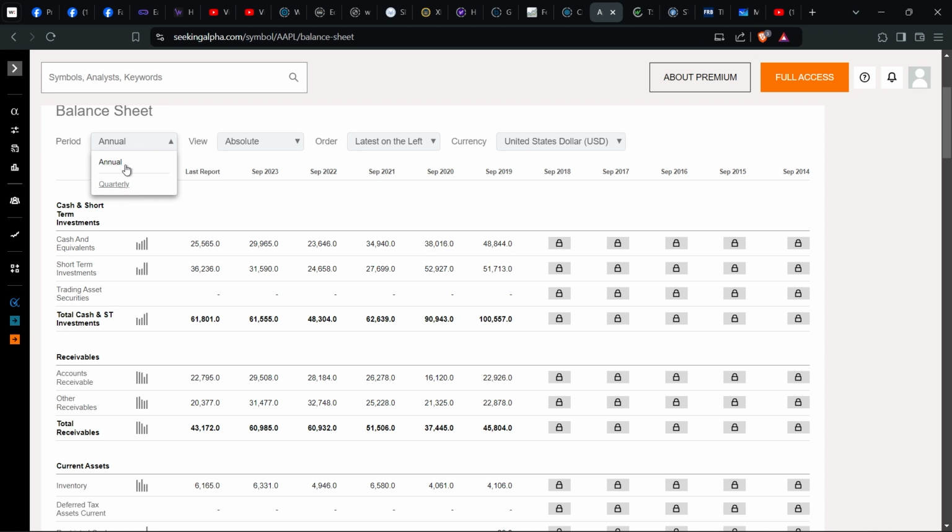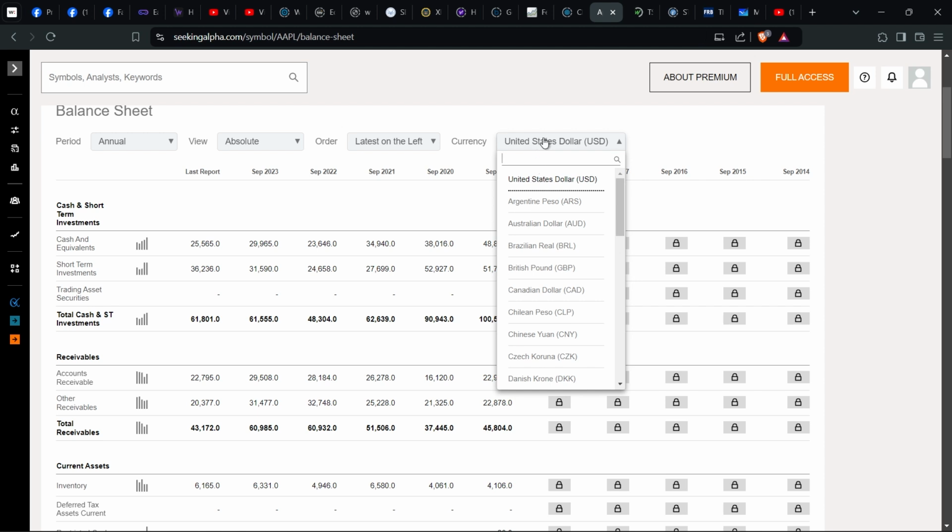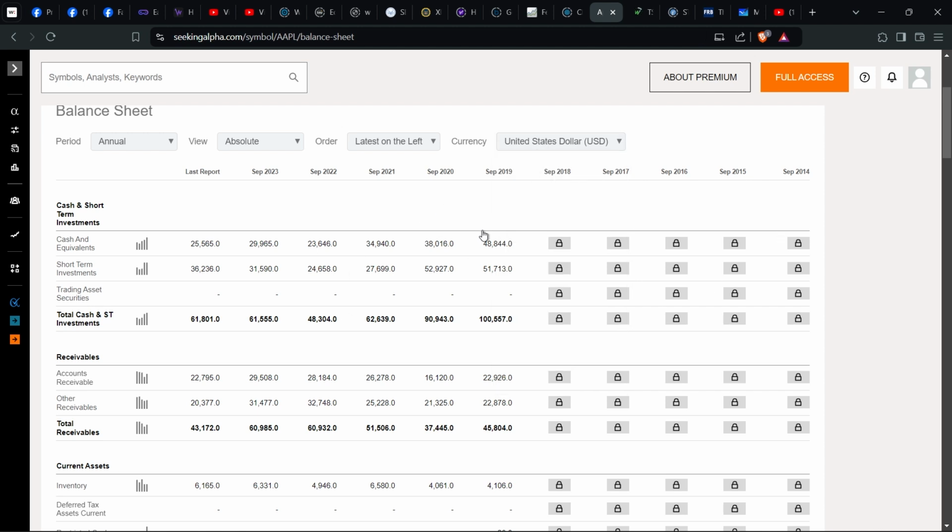Period, annual. You can select quarterly or annual, but remember the annual is the more preferred one. View absolute or YOY growth, or as a percentage of assets or liabilities. Absolute, these are the absolute numbers published by the company on their website. Order, latest on the left, latest on the right. You can rearrange them however you want. And the currency is in United States dollars. This is the official currency that the company uses to report their earnings.